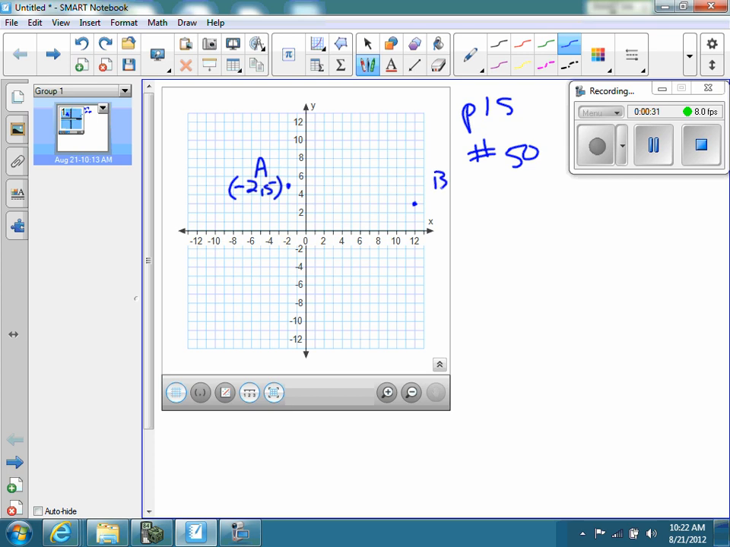Point B is 12, 3. That's point B, 12, 3. And then point C is 10, -11. That's point C. So I have 10, -11.